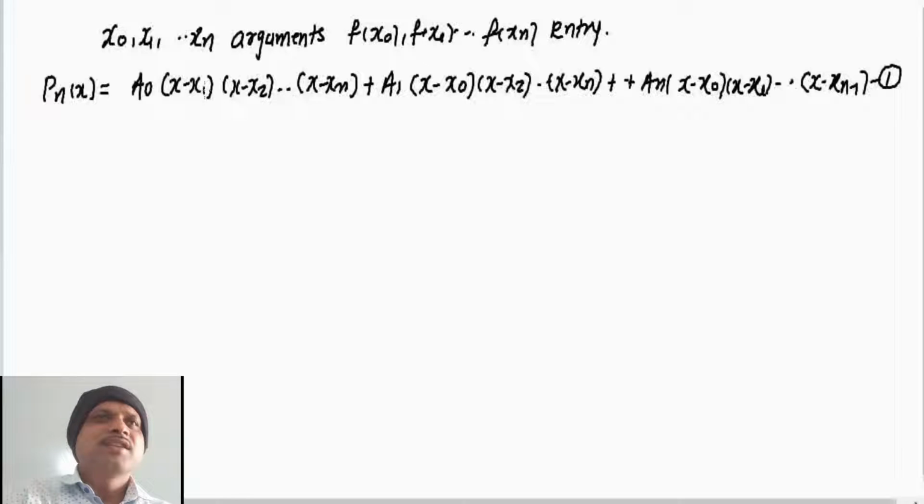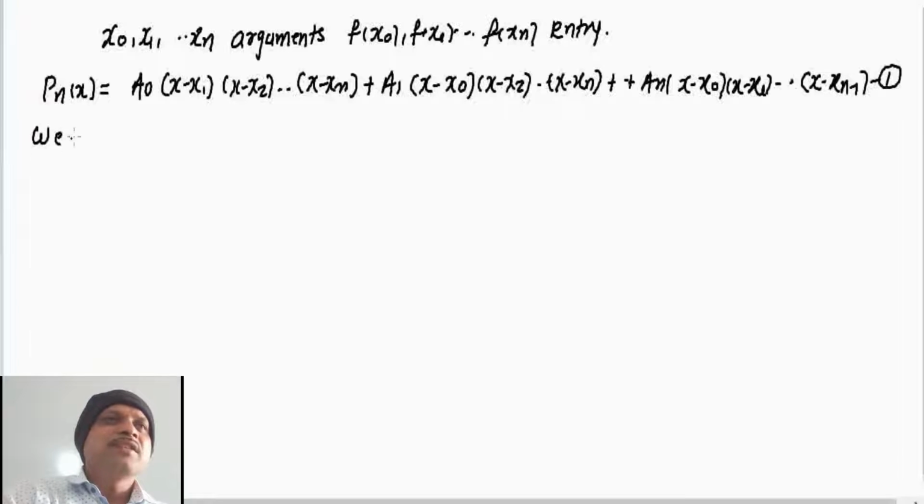Here you can see that the factors of the first term are x minus x1, x minus x2, ..., x minus xn. X minus x0 is not a part of these first terms. In the second term, the factors are x minus x0, x minus x2, ..., x minus xn. X minus x1 is not a part of these factors. This factor is not included in these terms. And here x minus xn is also not included in the last term.